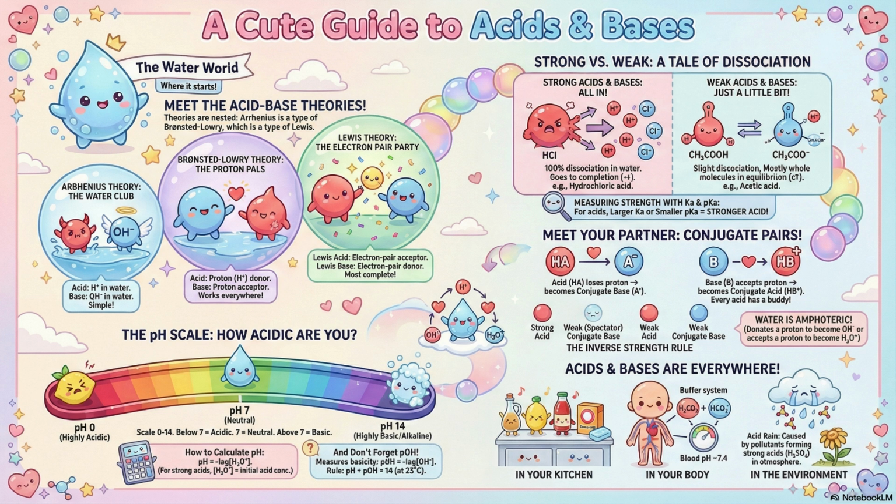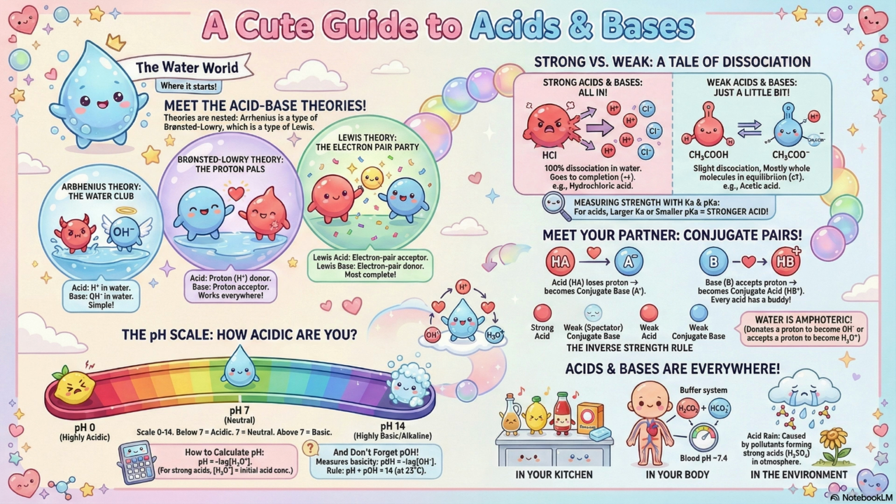Precisely. And we can actually quantify that. There's a beautiful mathematical relationship. The acid dissociation constant, Ka, multiplied by the base constant for its conjugate, Kb, always equals a constant for water, Kw. Which is that tiny number, 10 to the minus 14th. So if Ka is huge, Kb has to be tiny. It's a perfect seesaw.